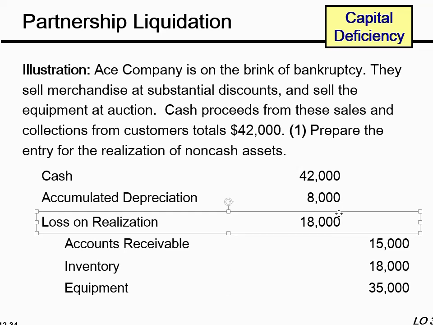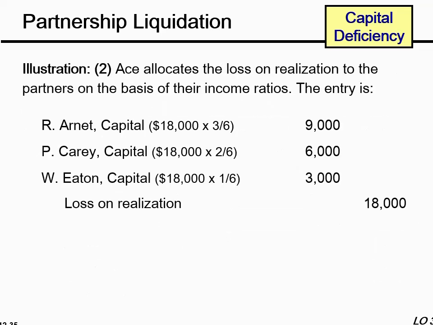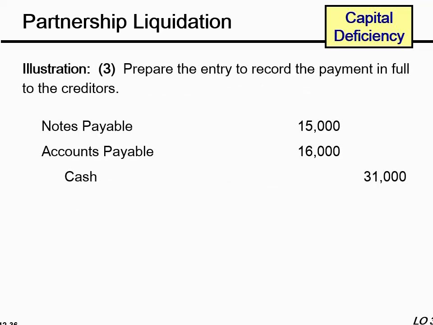Just like we distributed gain on realization immediately, I'm going to distribute the loss on realization to the partners. So loss on realization will get credit now. Same distribution ratio, 3 by 6, 2 by 6, and 1 by 6. So partners' capital decreases because of losses and drawings, right? So this is a loss, so it's going to decrease the capital balances. Then the partners paid their liabilities. The notes payable and accounts payable both were paid off, and 31,000 cash was used.